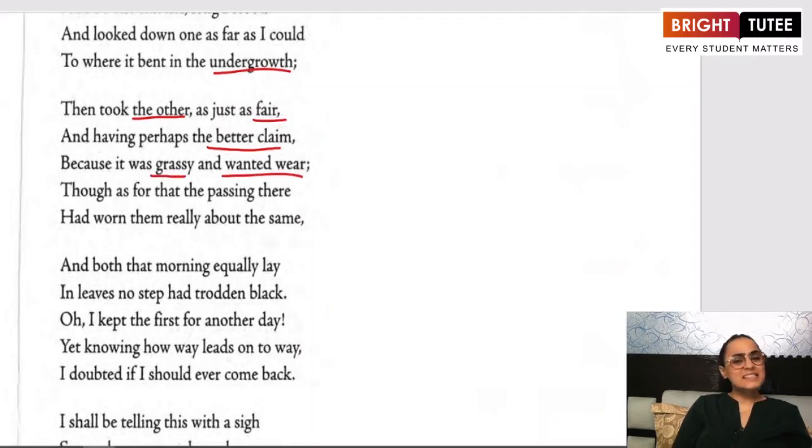Wanted wear means it seemed when he looked at that road that not many people had travelled on that road. Though as for that, the passing there had worn them really about the same. So since the poet was looking and analyzing those two roads for the first time, therefore for him those two roads seemed so different. But for those people who would pass by those roads every day on a regular basis and see them every now and then, for them the two roads were almost the same. There was no difference at all.